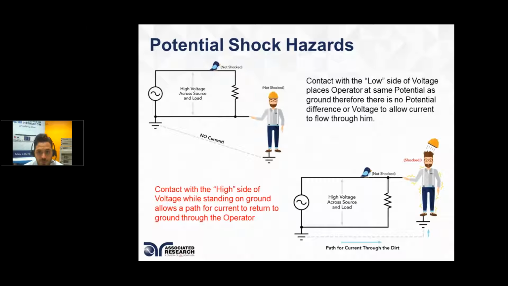Contact with the low side of voltage places the operator at the same potential as ground. Therefore, there's no potential difference or voltage to allow current to flow through him. So that's one of the benefits of having your source grounded, right? You're kind of guaranteed to have one side of it safe. One side where if contact's made, you're not going to experience any shock. Now, the circumstances become different when he comes into contact with the high side of voltage.